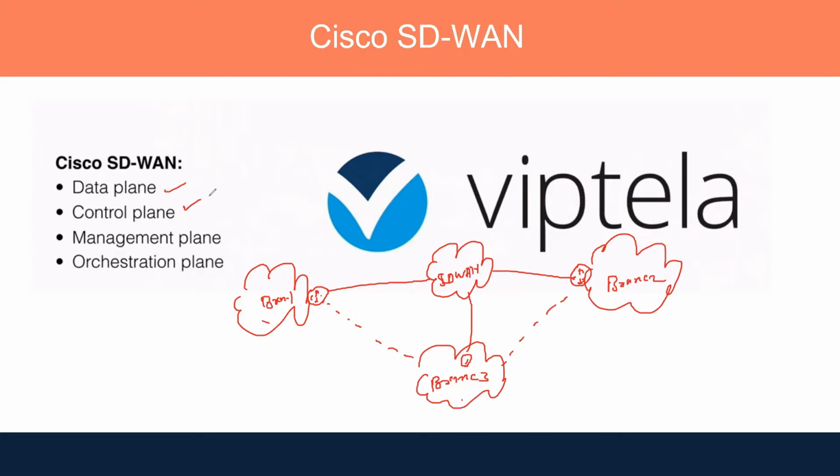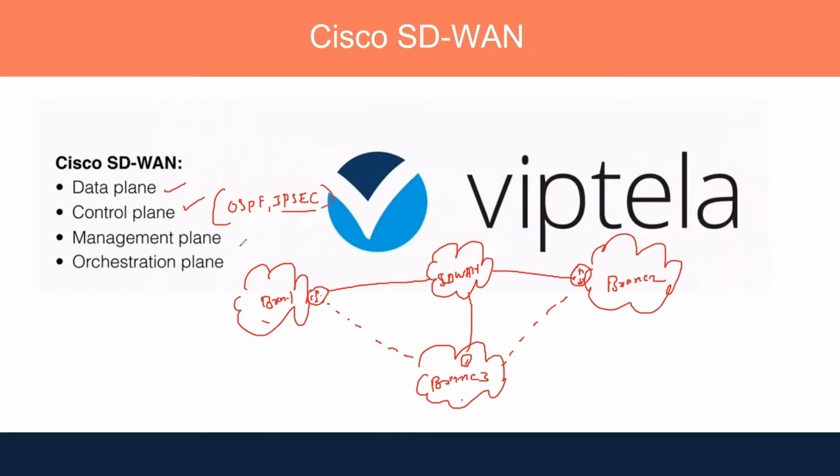Next we have control plane. If you want to push a particular policy, you are pushing the policy through the control plane. So you are controlling. We can say that the protocols which are used for exchanging all this data work on the control plane. So you might have OSPF, IPsec, all these protocols working on this control plane.